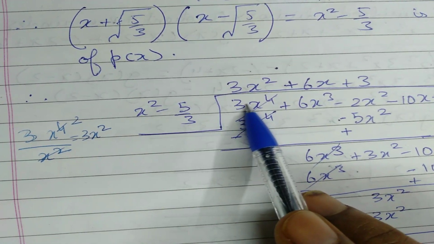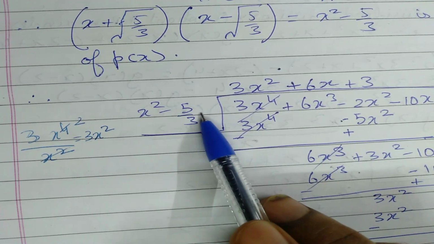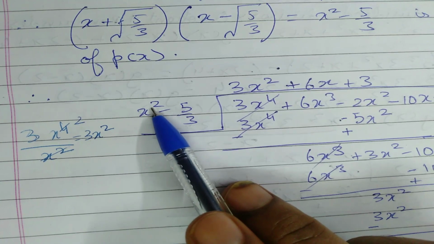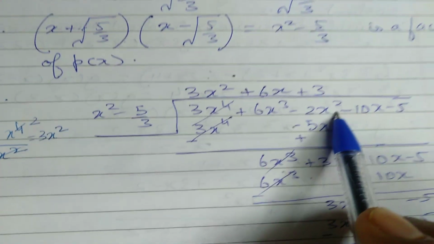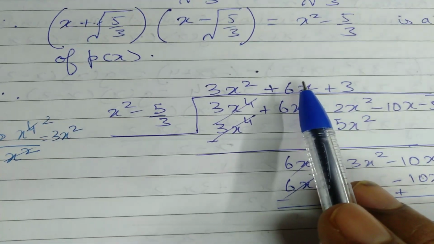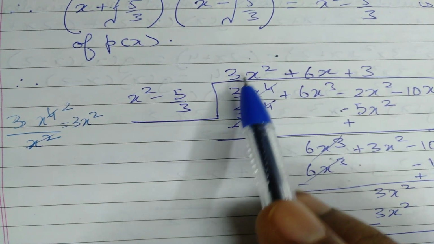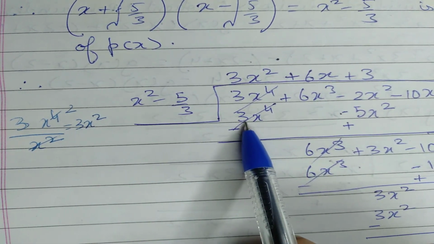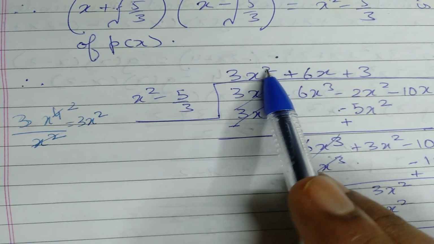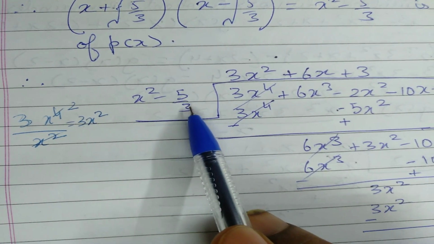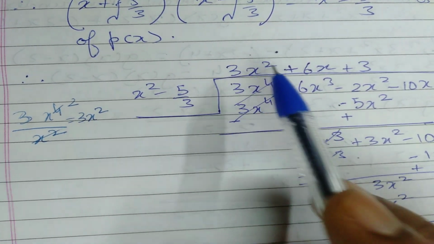So 3x raised to 4 was divided by the first term x square. Always write this in sequence, in the descending order of the power of x, for the divisor as well as the dividend, so that you get the quotient correctly and there is no confusion. So we got 3x square, and 3x square into x square will give you 3x raised to 4. Then you multiply this first term with the second, so 3x square into minus 5 by 3. So 3 and 3 will get cancelled, you will get 5x square. So this is minus 5x square.